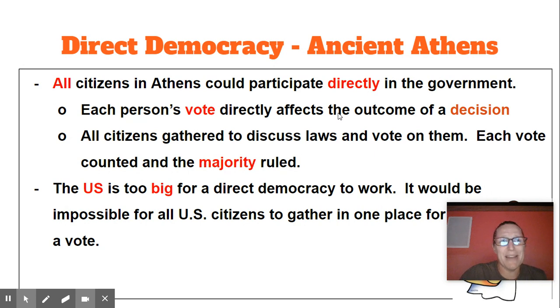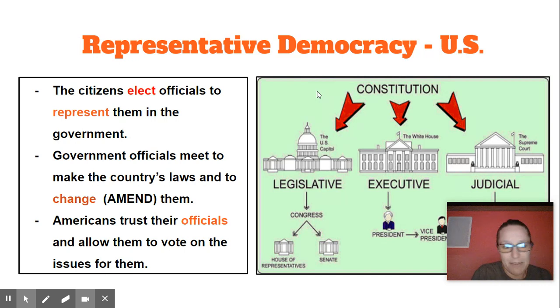And obviously, we can't do that here in the United States. There's way too many people. We couldn't even do that in the state of Ohio. It's just too big. So we are a representative democracy. The citizens elect officials to represent them in government. So when your parents or I or any other adult go to vote this next month, we're going to try to elect people that we think will best represent our views in the government.